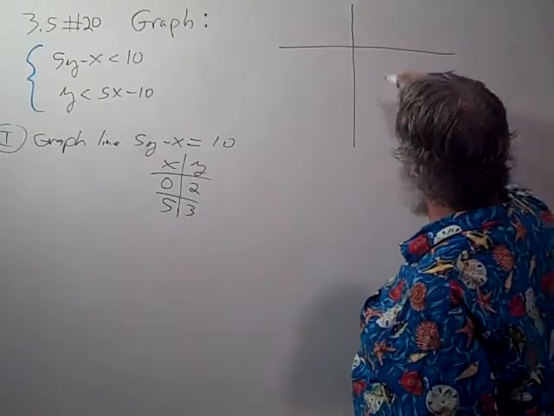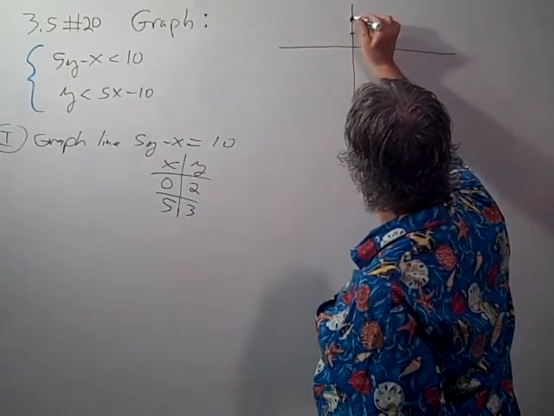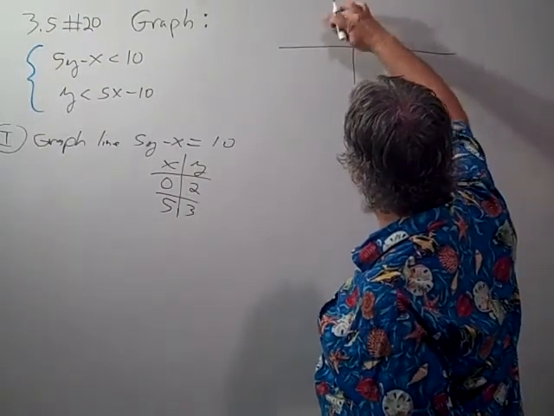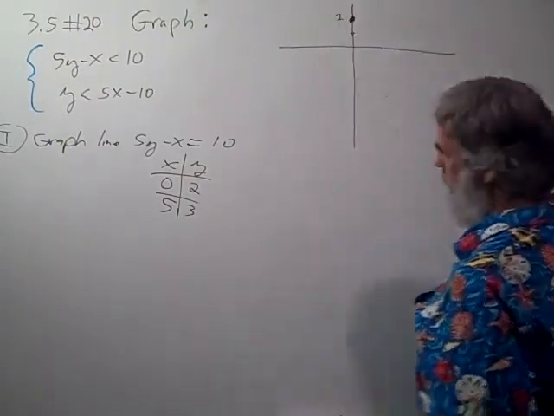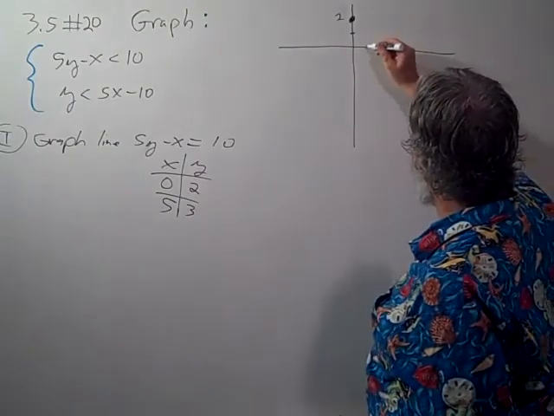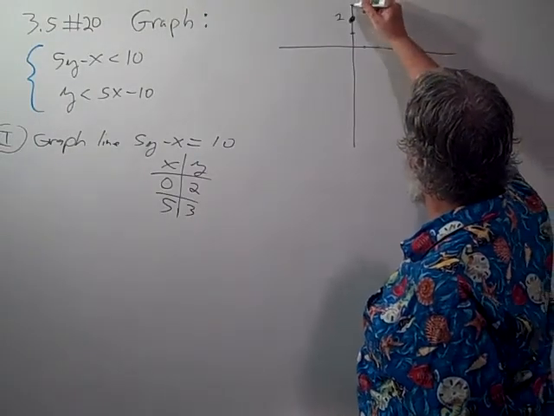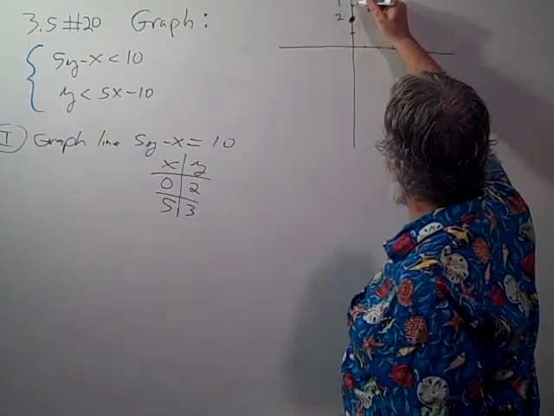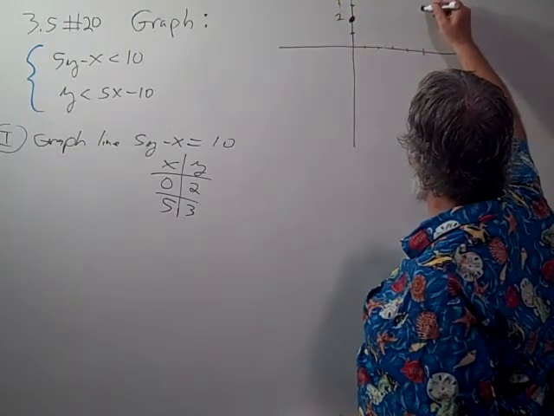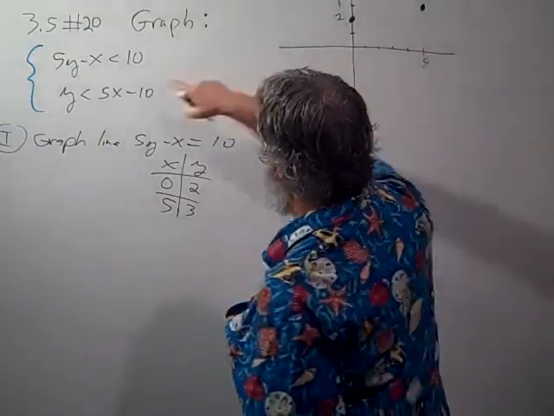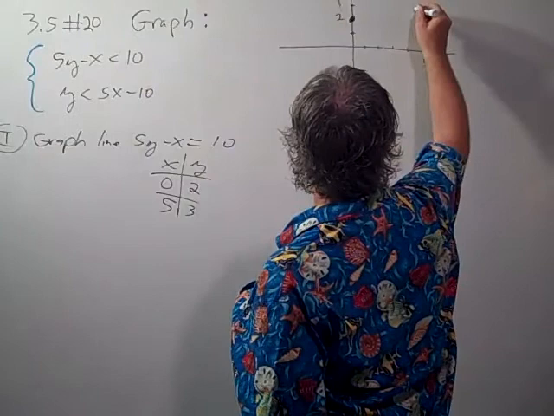So let's see, 0, 2 is the y-intercept right up here. 2 steps up the y-axis. And 5 over, 1, 2, 3, 4, 5, and up 3 takes us up to this point. So this line, which will be a dashed line, goes through those 2 points.